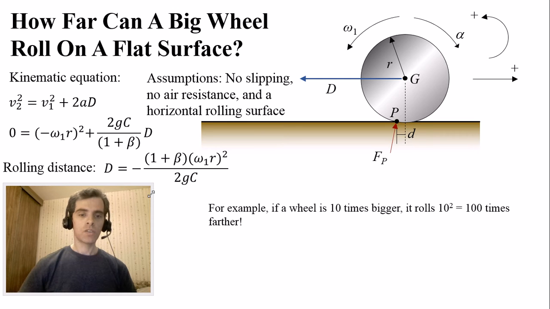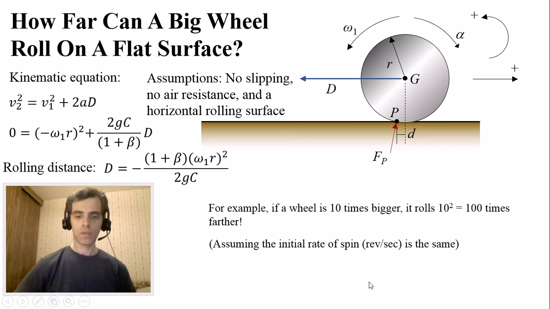Now this is an interesting expression because it says that, for example, if a wheel is 10 times bigger, in other words, r is 10 times bigger, then it rolls 10 squared, which is 100 times farther. So this assumes that the initial rate of spin of the wheel is the same, which also means that omega 1 is the same.